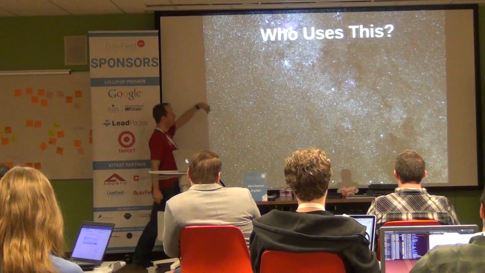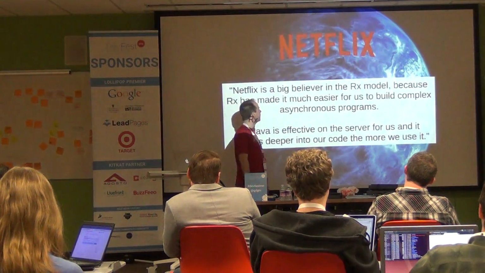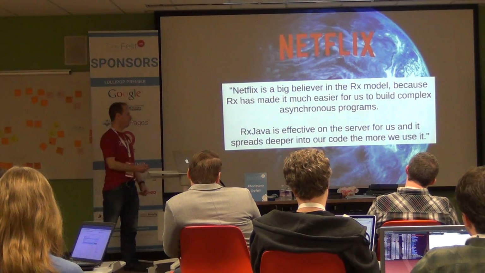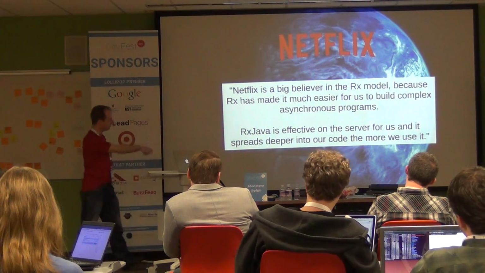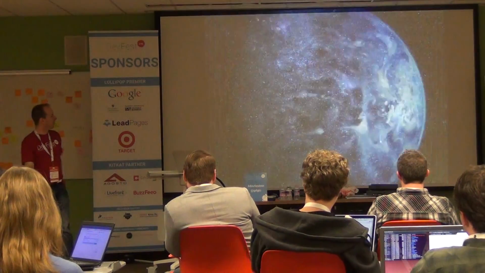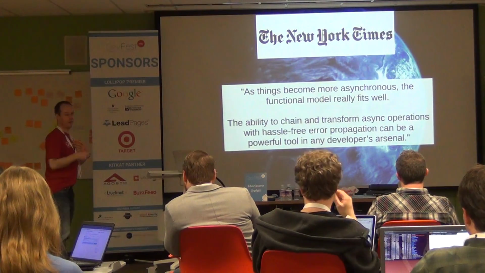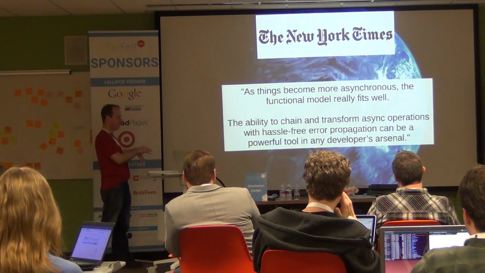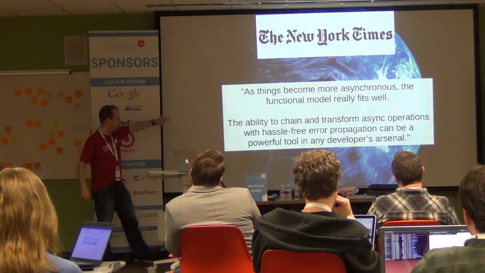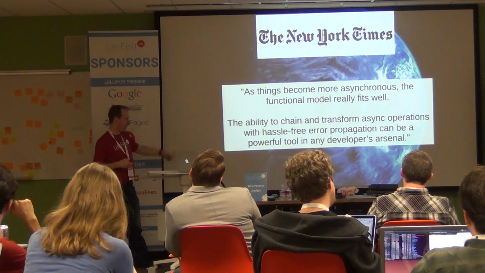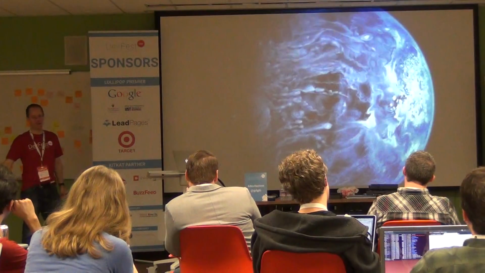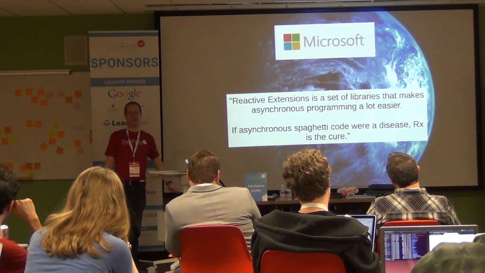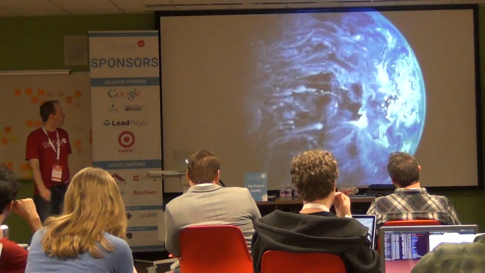Anyway, so who uses this? We just mentioned Netflix. Netflix says that they're a big believer in the Rx model because Rx has made it easier for them to build complex asynchronous programs. They say it's effective on the server, and it spreads deeper into the code the more they use it. The New York Times is using it both on the server and on the mobile end. They say, as things get more asynchronous, the functional model, which is what RxJava is using, fits very well. Chaining and transforming async operations is a powerful tool, very awesome, right? Microsoft, obviously. If asynchronous spaghetti code were a disease, Rx is the cure. So, lots of big names.